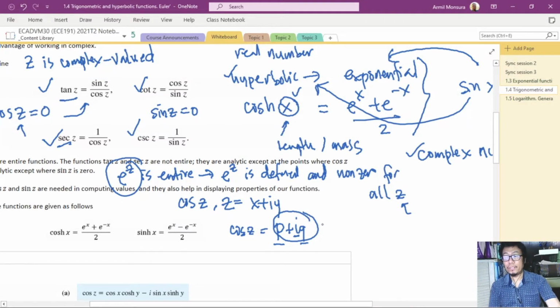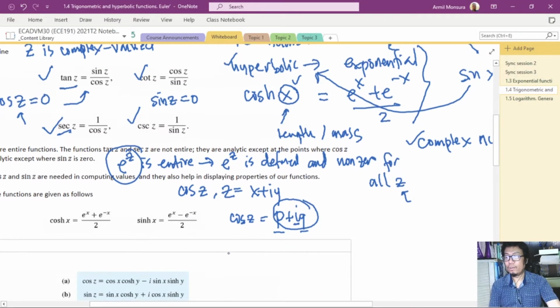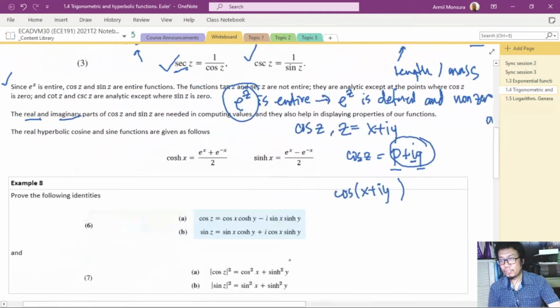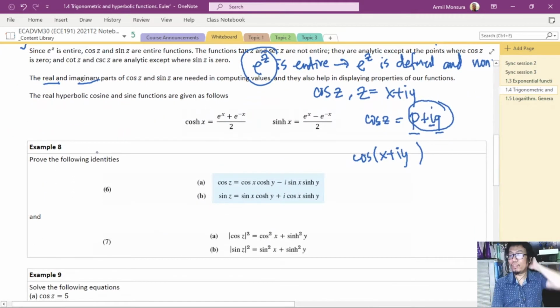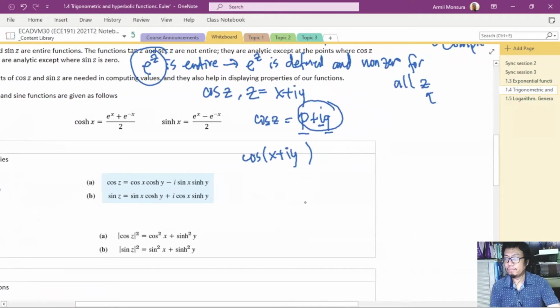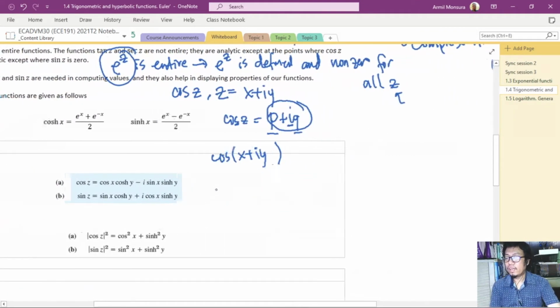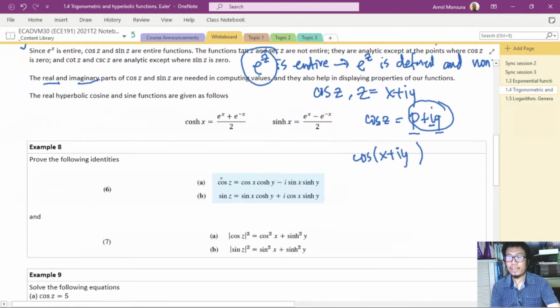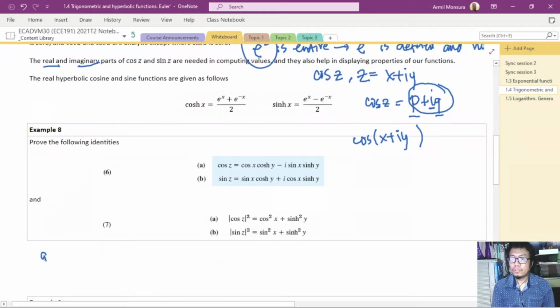So what we will attempt here is to evaluate basically what is cosine of x plus iy. That is covered actually in example 8. So let's try to prove the following identities. Let's start with cosine of z. So let us prove that cosine of z equals cosine of x hyperbolic cosine of y minus i sine of x hyperbolic sine of y.